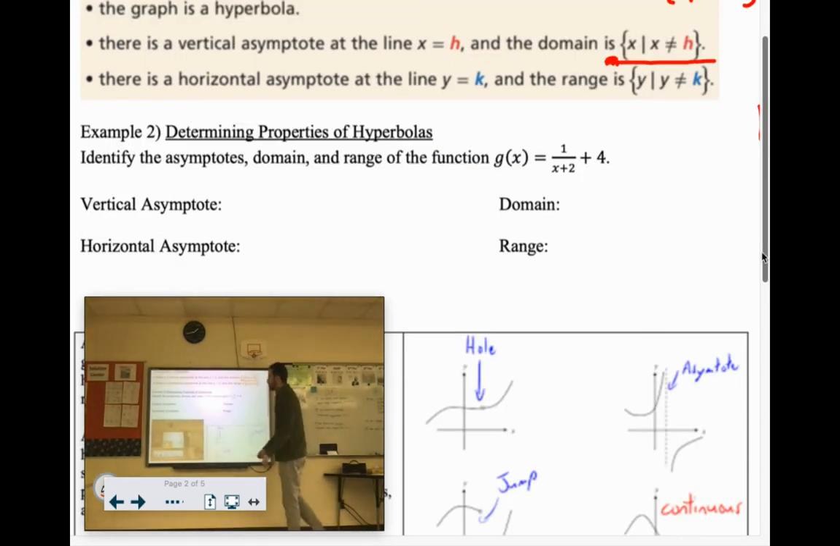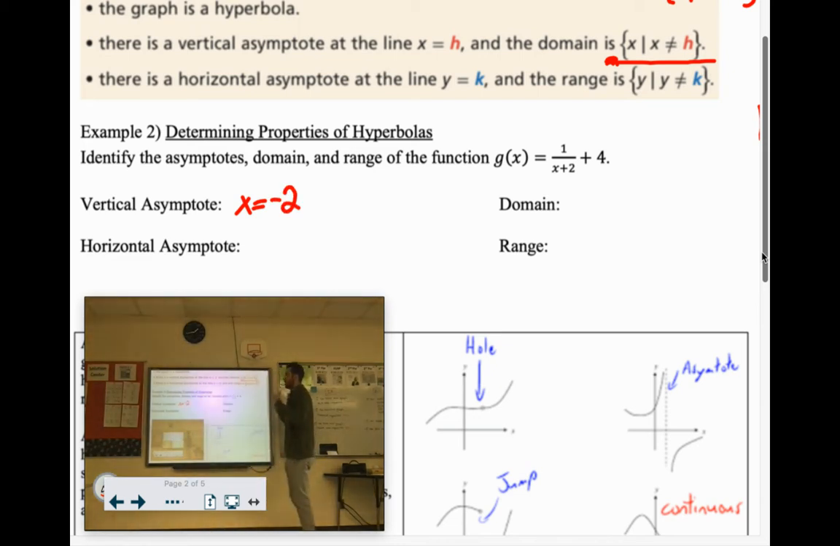Identify the asymptotes, domain, and range of the function g of x equals 1 over x plus 2, plus 4. So the vertical asymptote, vertical would go this way. So it's determined by how far right or left you shifted it. And it says plus 2, which means we would shift left 2. So our vertical asymptote will be at x equals -2.